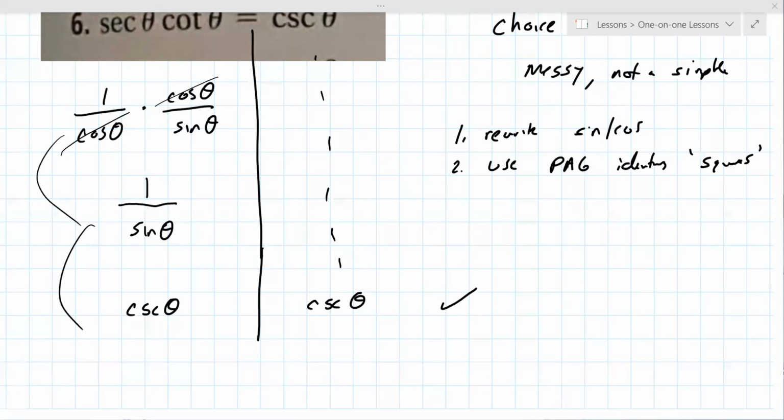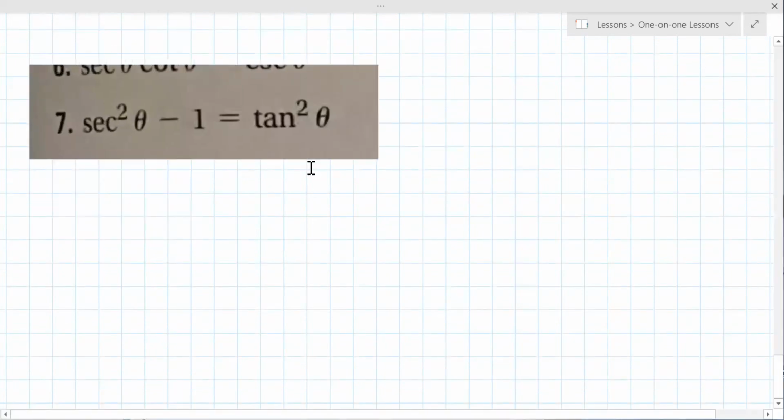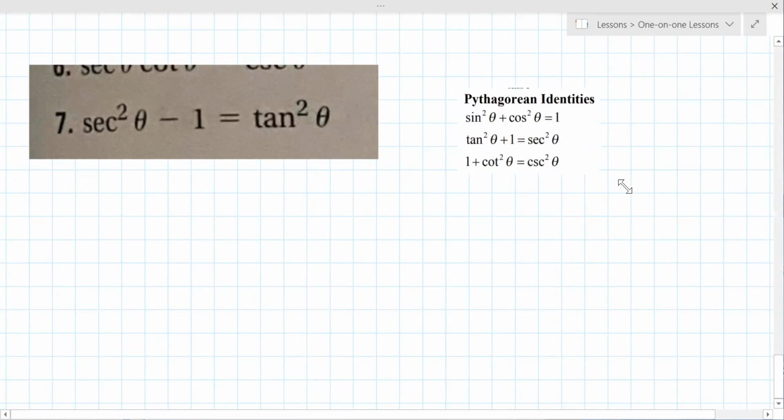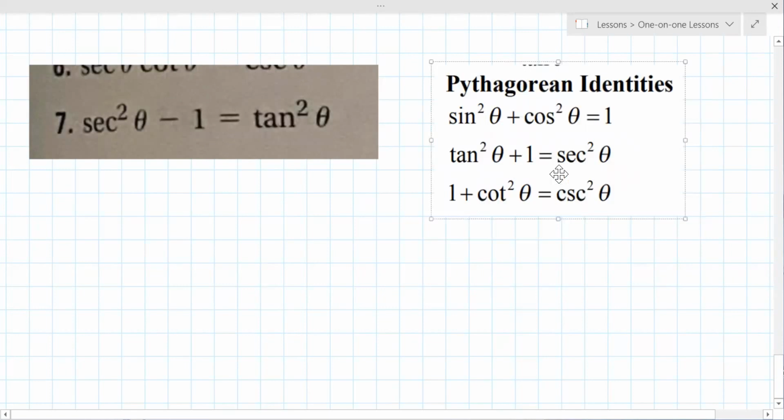Number 7 here is another identity. Okay. All right. You have your choice here. Do you work on the left side or the right side? Generally you would work on the left side because it's got more stuff going on. But let me go here and snip the identities. The left side is the right side and the right side is the left side.